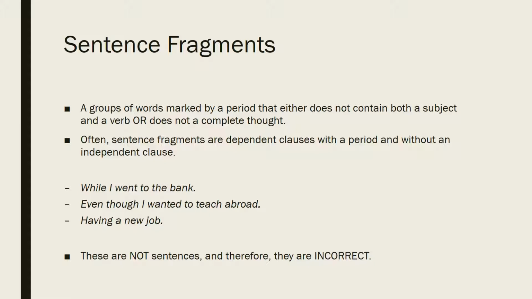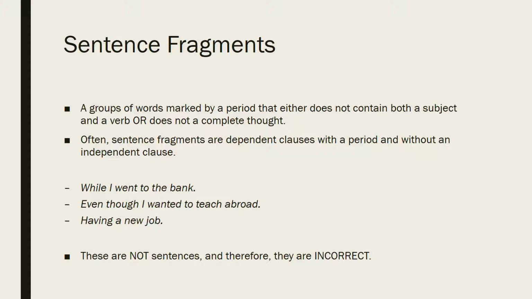And so here I have three examples. The first two are from the previous examples that I had in the dependent clause section. While I went to the bank, period. It's not a complete sentence, therefore this clause alone becomes a sentence fragment and needs to be changed. Even though I wanted to teach abroad, period. Again, it's not a complete thought. The reader is waiting for more information.